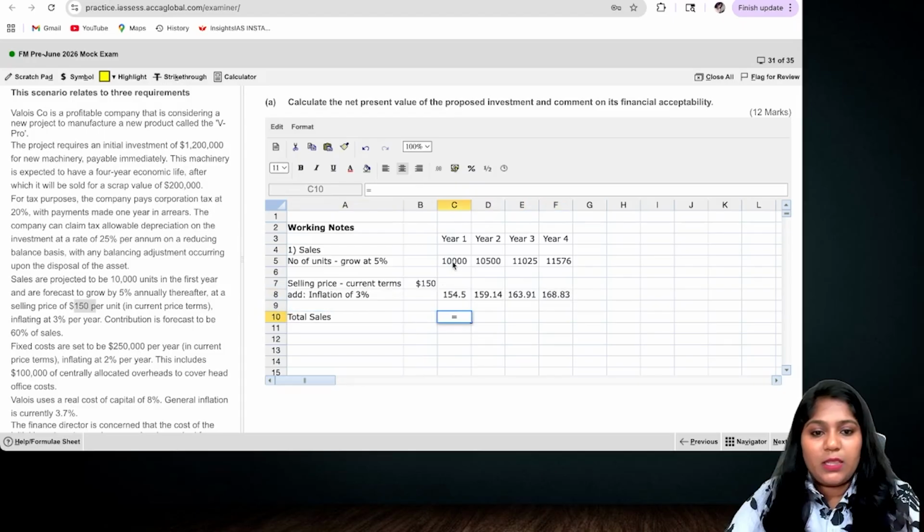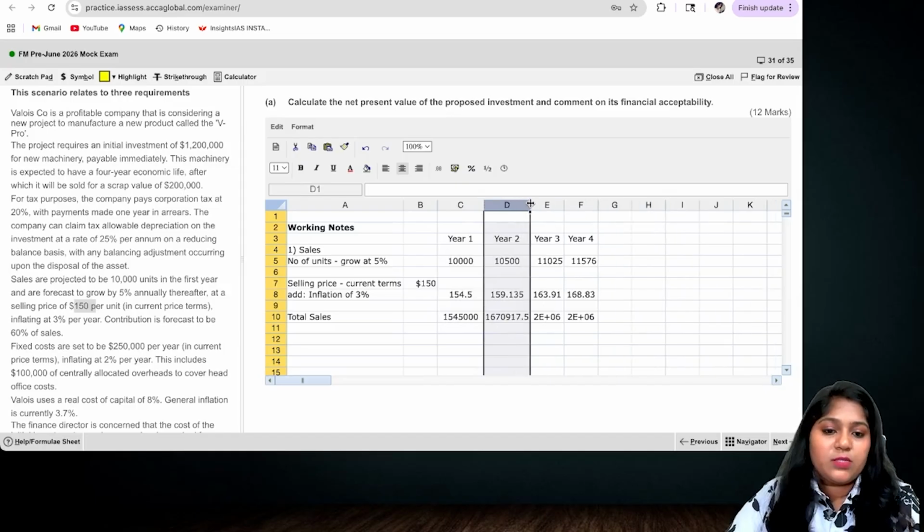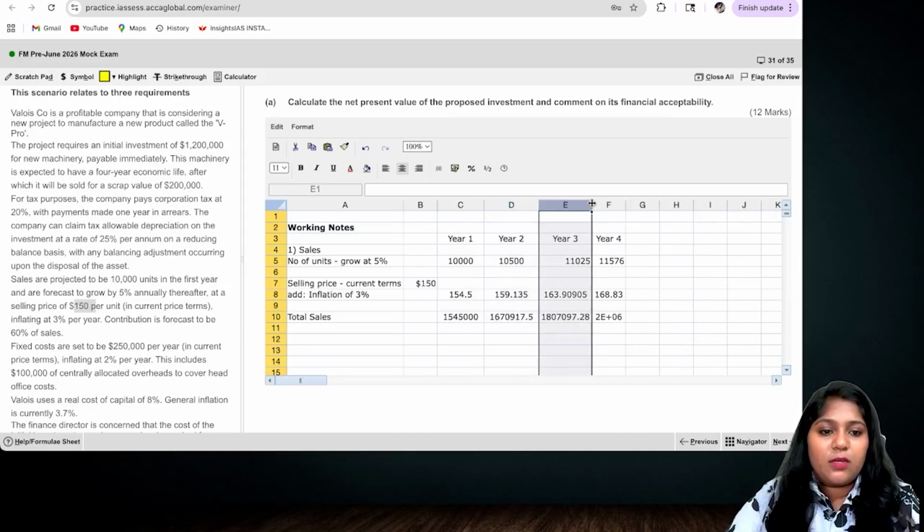It is going to be 10,000 units multiplied with this value. Yeah, and number of units into respective values of that particular year. So 154.5, it's $1,545,000, and it goes on this way. These are all my sales.